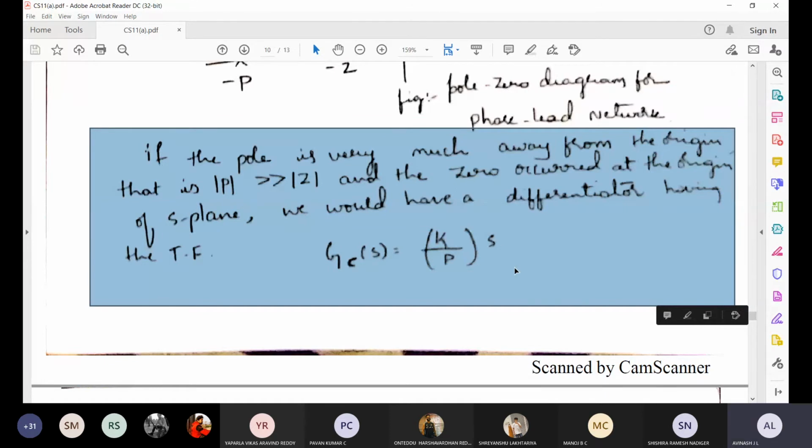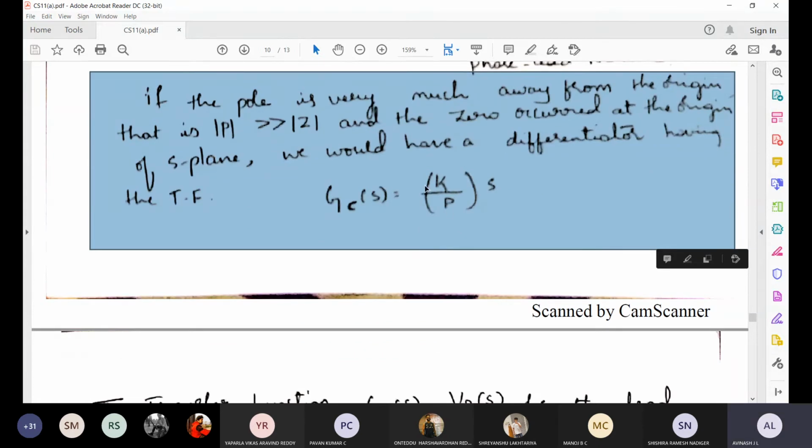Let us consider that the pole value is around -15 and K is 26. If the zero is at the origin, what is the value? K into S plus 0. So we can have the reduced formula, that is K divided by P into S.